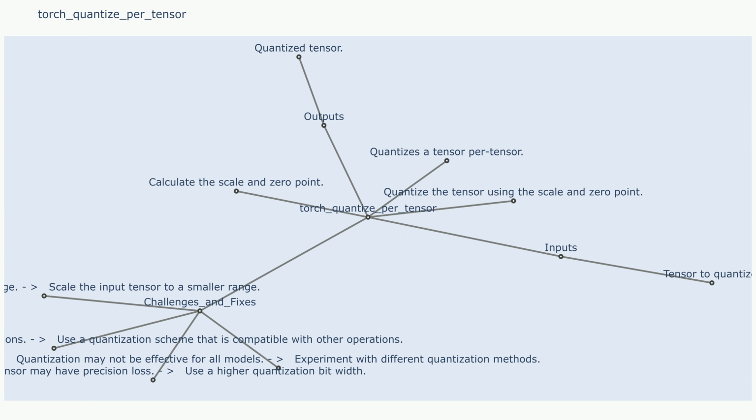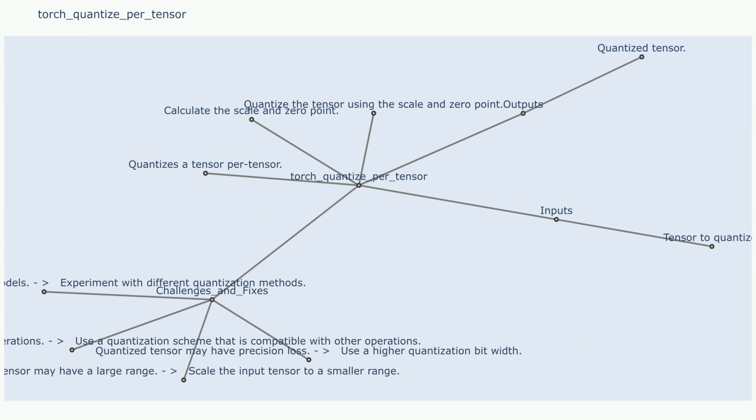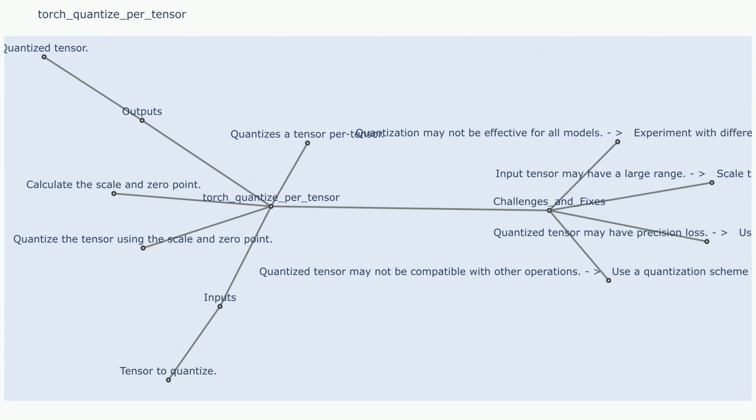Challenge 1. If the scale factor is too small, the quantized values may not be able to represent the full range of values in the input tensor. This can lead to loss of precision. Sample use case that resulted in challenge 1.